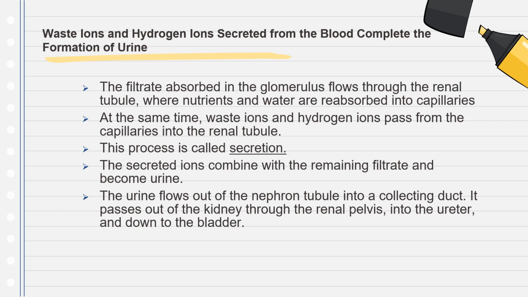The urine flows out of the nephron tubule into a collecting duct. It passes out of the kidney through the renal pelvis into the ureter and down to the bladder.